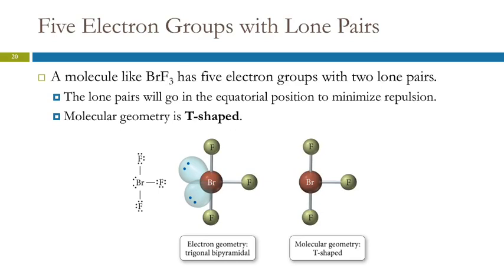5 electron groups with lone pairs. Now we've got 2 lone pairs. So here's bromine trifluoride, 2 lone pairs. We're taking the previous molecule and now we're just swapping out one of the atoms with a lone pair. So now we've got 2 lone pairs. The lone pairs, again, are going to be in the equatorial position because they've got more space. You make those invisible, and what you've got left is called T-shaped.